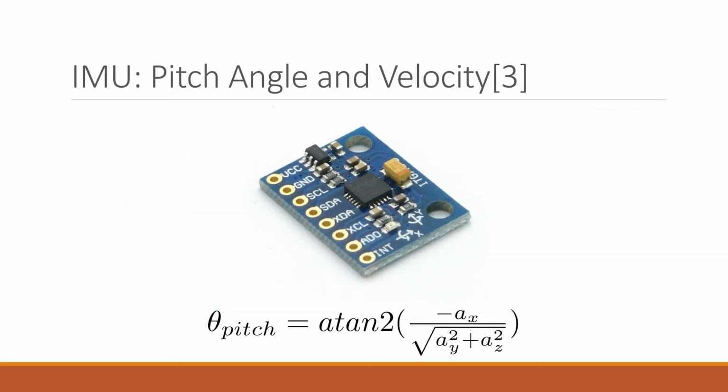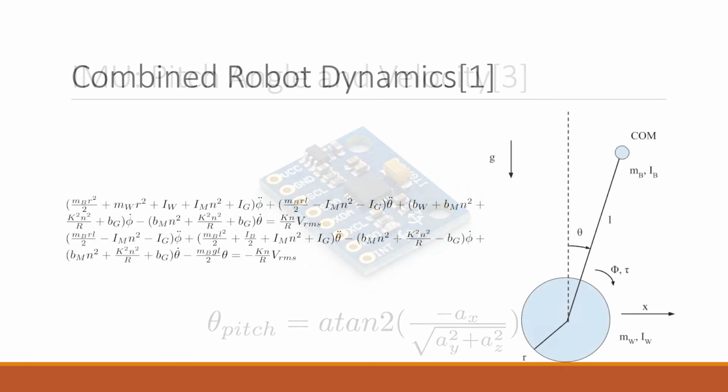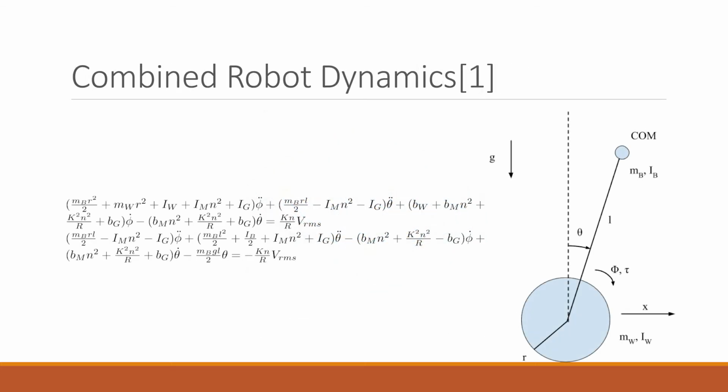For the pitch angle and velocity, I used the IMU on the robot. Based on the acceleration in the X, Y, and Z directions, I could figure out the pitch angle by the formula. And the gyroscope directly provides the pitch velocity. However, I still needed to apply a Kalman filter on the angle and velocity, or otherwise it would be too noisy. After combining the robot dynamics and the actuator dynamics, the combined robot dynamics is shown on the left.